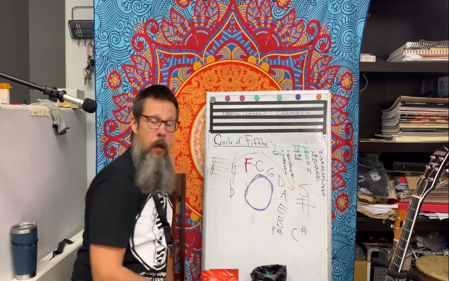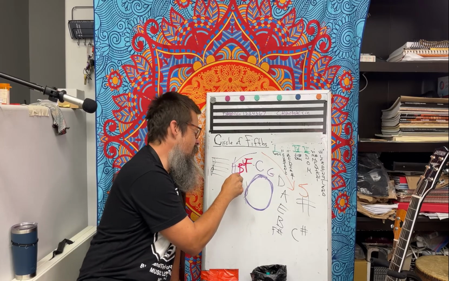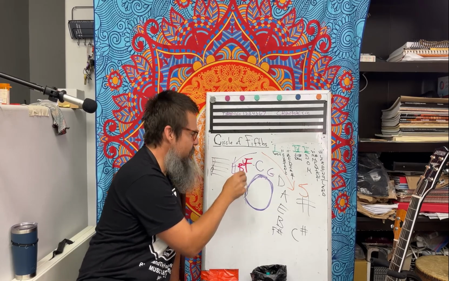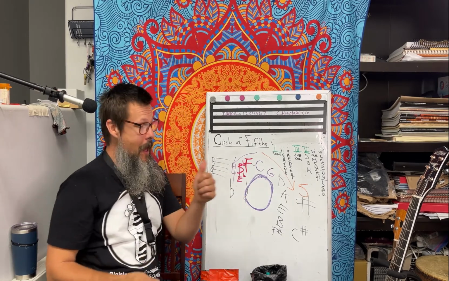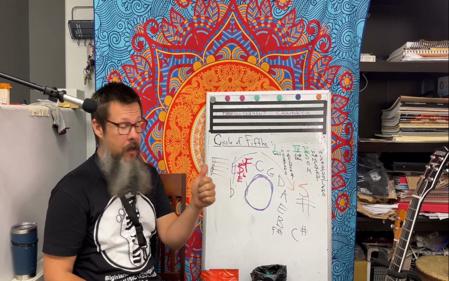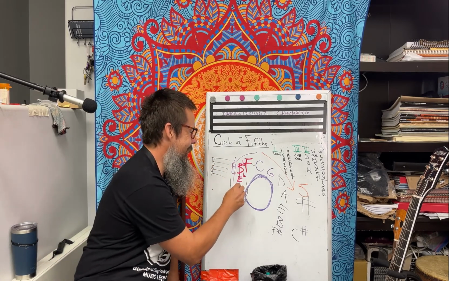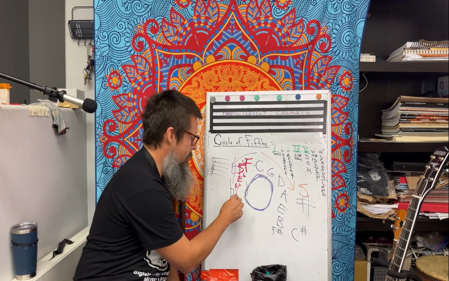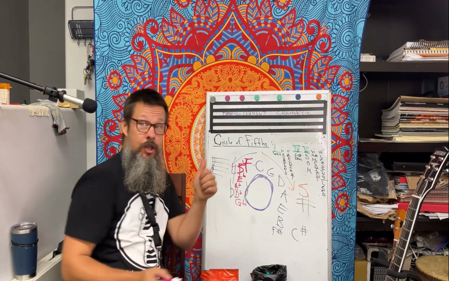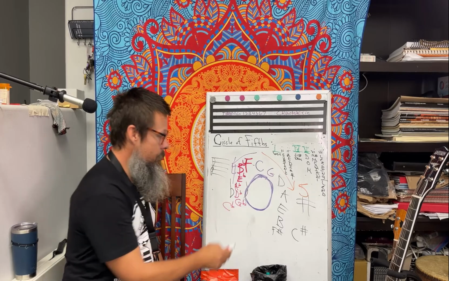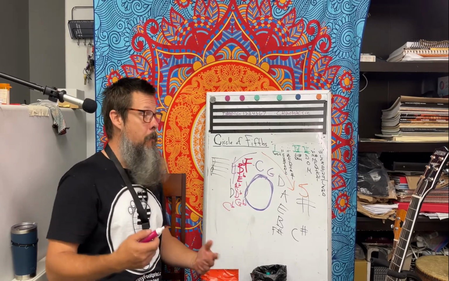F, B flat, we have E flat. Do you see it? F, G, A, B flat, B flat, C, D, E flat, E flat, F, G, A flat. You got it. A flat, B flat, C, D flat, D flat, E flat, F, G flat, G flat, A flat, B flat, C flat. C flat has 7 flats. C flat, D flat, E flat, F flat, G flat, A flat, B flat, C flat.